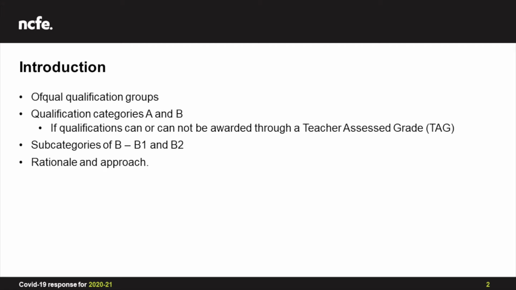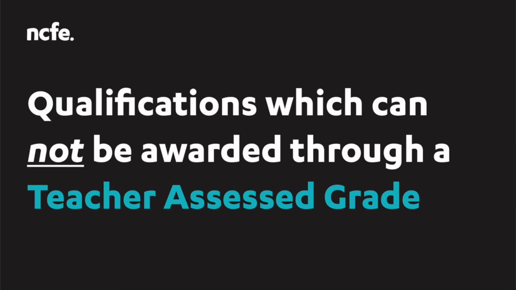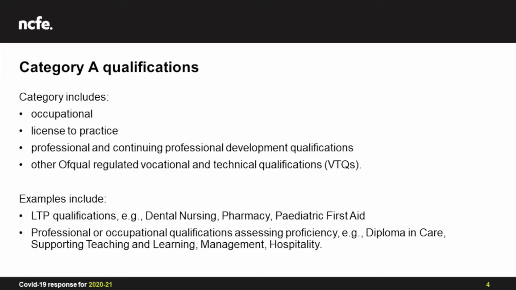In this video, we'll look at each category and then briefly outline our rationale and approach to what types of qualifications are in and out of scope for a teacher assessed grade. So, qualifications which cannot be awarded through a teacher assessed grade fall into Category A qualifications.